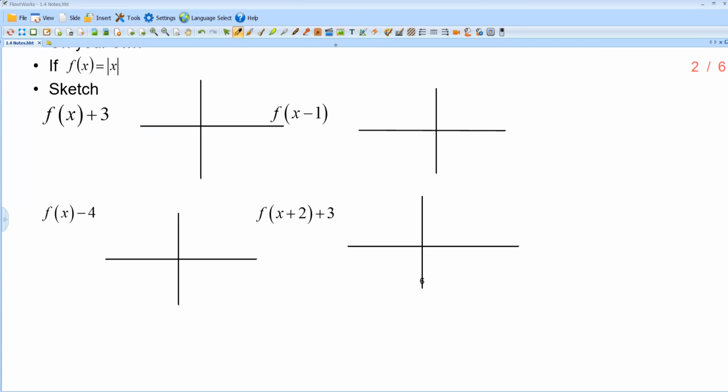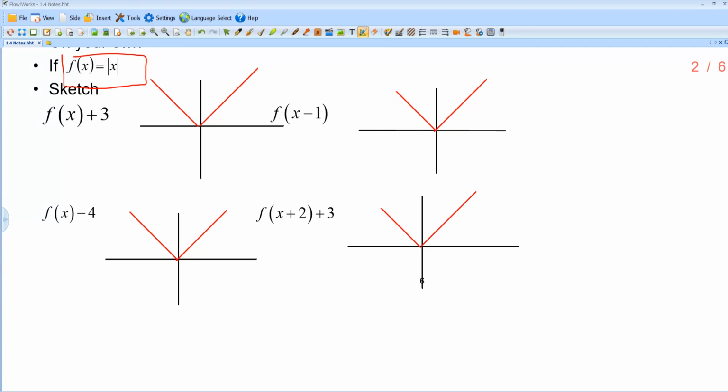The function that we're working with here is the absolute value function, f of x equals absolute value of x. I'm going to start by putting in the absolute value function in all of these, which remember is just that V shape. That's the basic function, the starting function, the one that hasn't been shifted yet. And then in blue, I'll do all the shifting.